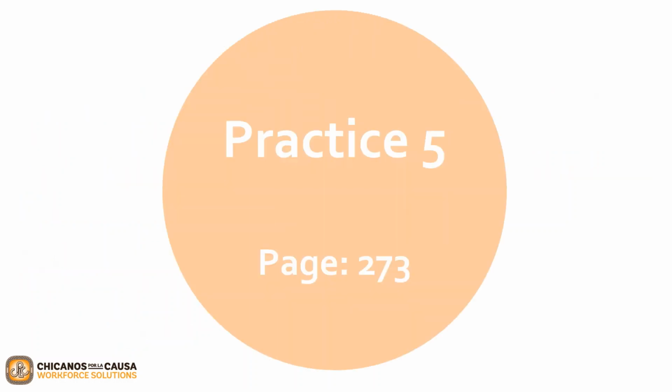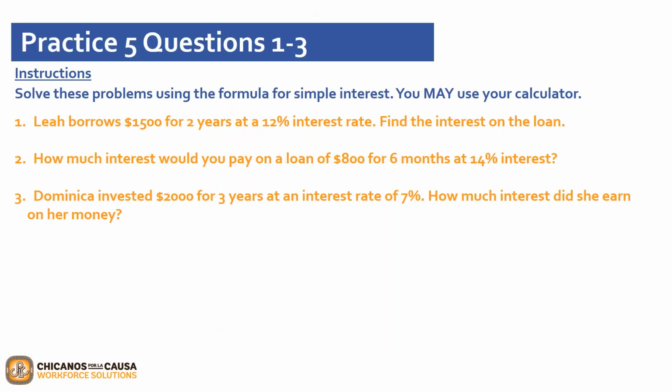Now that we've covered simple interest, let's start on practice 5 found on page 273. For the following practice questions, we're going to solve these problems using the formula for simple interest. You may use your calculator. At this time, you may go ahead and pause the video to read and complete practice questions A, 1 through 3. We'll review them together afterwards. Click play when you're ready to continue.